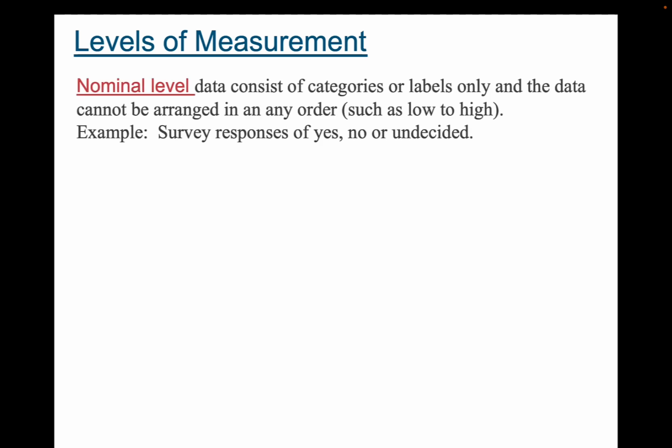There are different levels of measurement. For example, the nominal level, that's when data consists of categories or labels only, and the data is not arranged in some order like better to worst or low to high. So an example would be survey responses. You're asking people to respond with yes, no, or undecided. And if that is what your data results look like, how many people said yes, how many people said no, how many people were undecided, then you have what is called a nominal level of data.